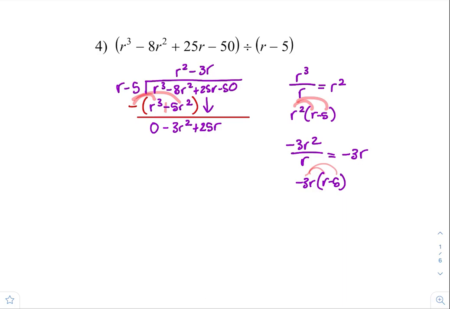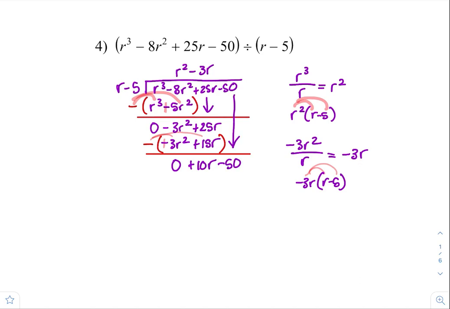So negative 3r times r is negative 3r squared. Negative 3r times negative 5 is plus 15r. We're going to subtract. So we distribute the negative: this is going to be a plus 3r squared, right? Because we distributed the negative. And then we're going to get 0. Then 25r minus 15r, because we distributed the negative sign, so that's plus 10r.